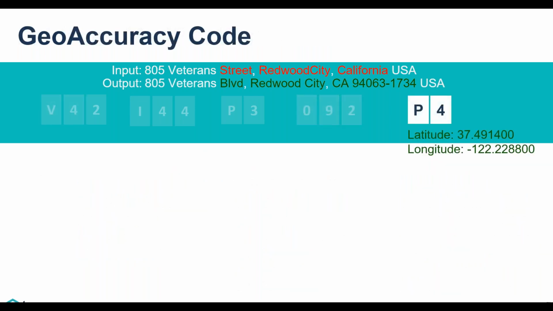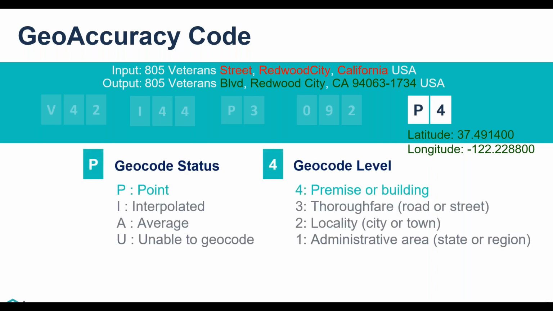Also, the next piece is the latitude and longitude, the geocoding, if you will. And you can see the latitude and longitude here. And the score, the geoaccuracy code that was assigned, is a P4. Well, there's another little table to talk about what a P4 means. So P is point, so that means effectively we have that in the reference data. We have that individual point of that address, and the level is premise or building. So this is effectively a rooftop geocode for that particular address. And as you can see on the screen, that's about as precise as you can get. You can also see on the left-hand side that there's interpolated and average.